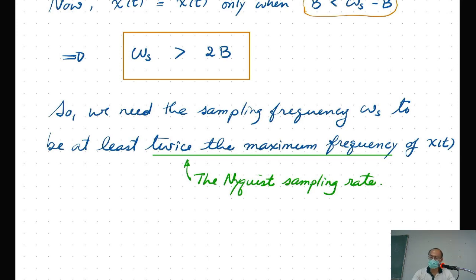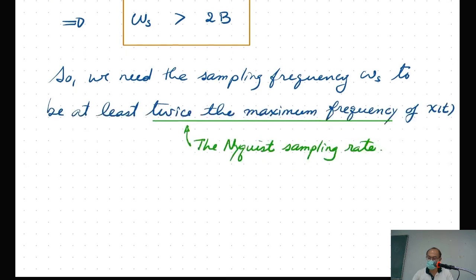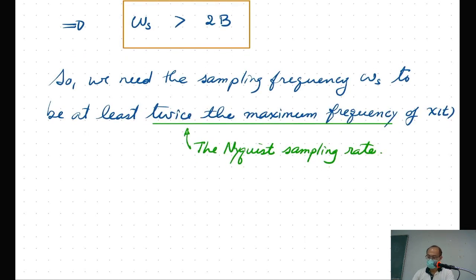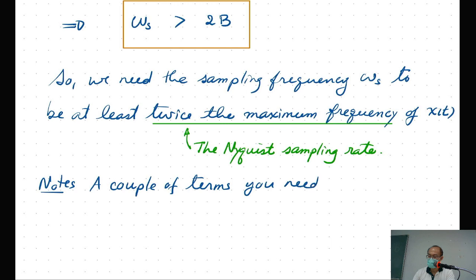So there are a couple of terms I'd like to address before we move on. A couple of terms you need to know. First, TS. TS is the sampling period. This is the sampling period.